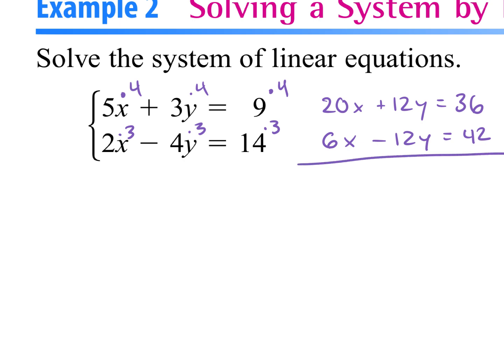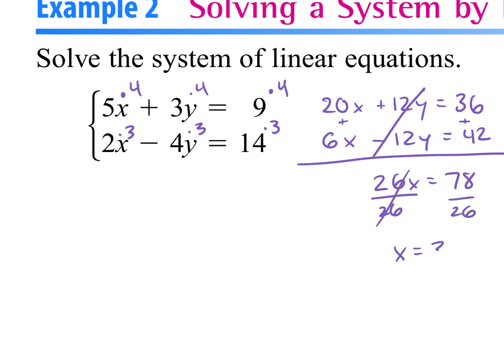Will my y's cancel out now? Yes, because I have a positive 12y and a negative 12. So they're the same number but opposite. So we can go ahead and combine everything together. So 20x plus 6x is 26x. 36 plus 42, 78. Divide both sides by 26.